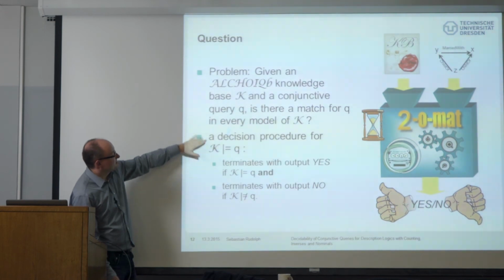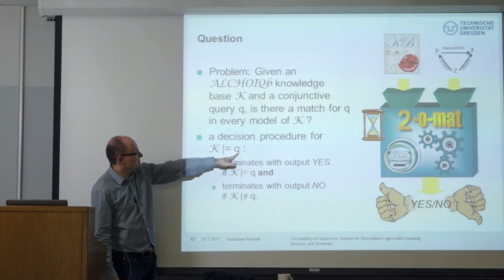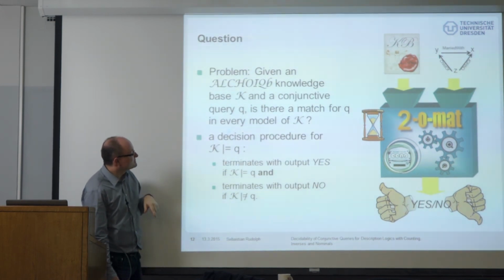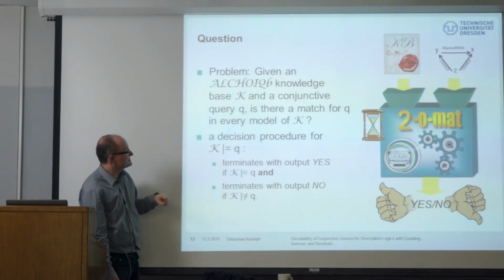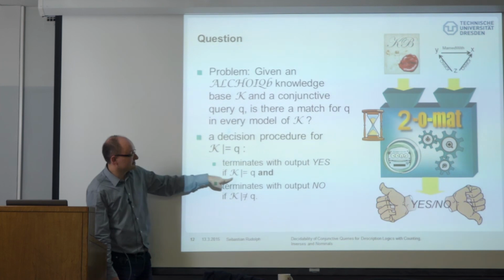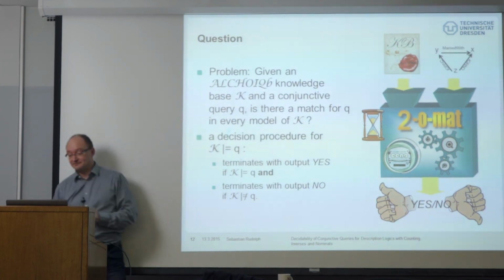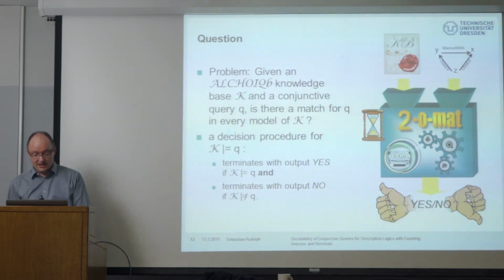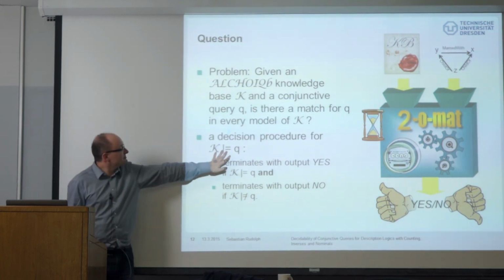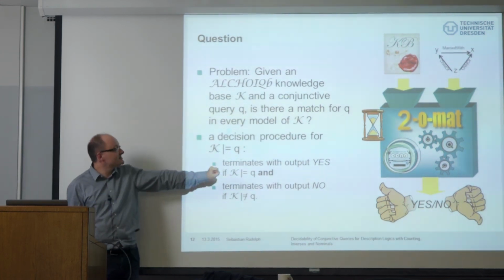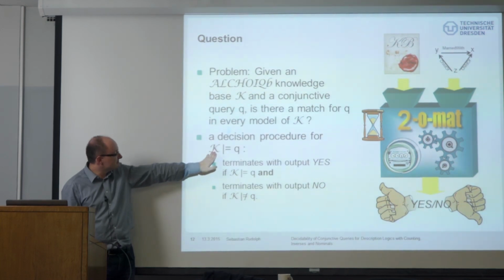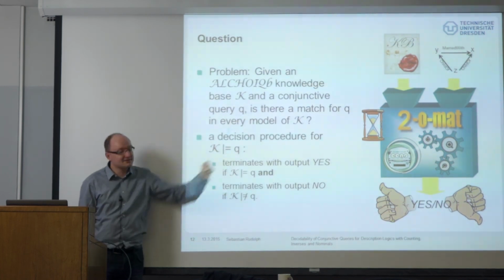If we want to have a decision procedure for the query being true with respect to a knowledge base, well, we should have a procedure that terminates with output yes if it's the case, and terminates with output no if it's not the case. Now, by writing this up in this way, we have here an entailment symbol, and we ask if the description logic theory, or we could also say knowledge base or ontology, entails the query.